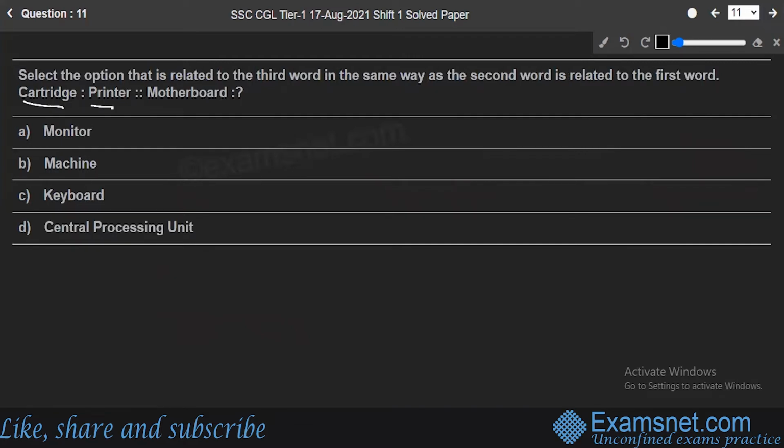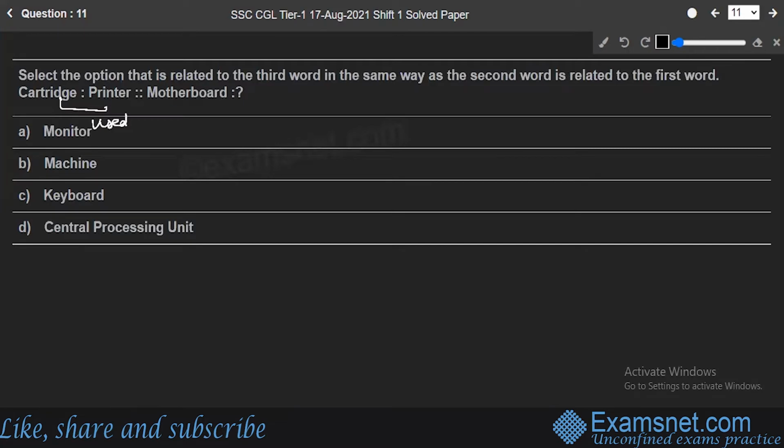Cartridge is related to printer in the same way motherboard is related to what? Monitor, machine, keyboard, or central processing unit. See, cartridge or ink is used in a printer. A printer can't print anything if there is no cartridge in it.